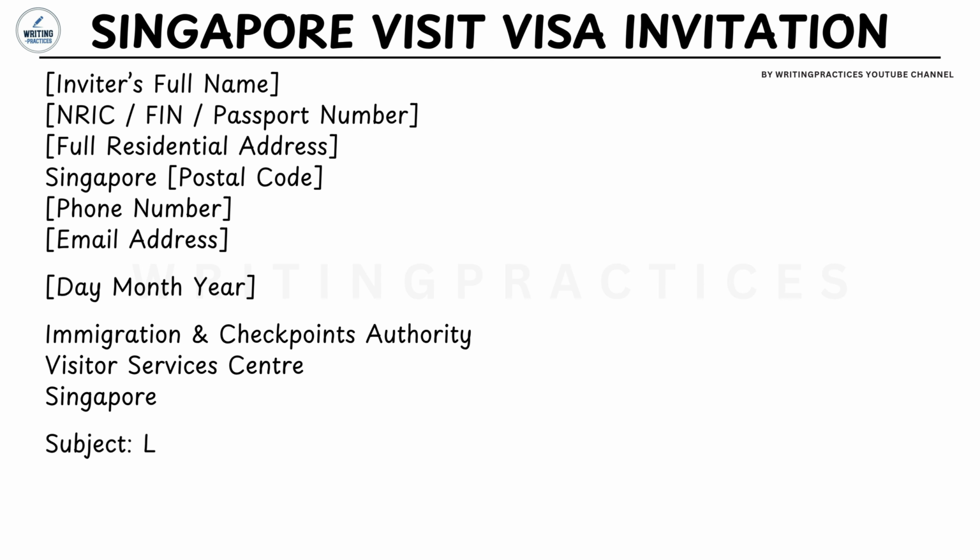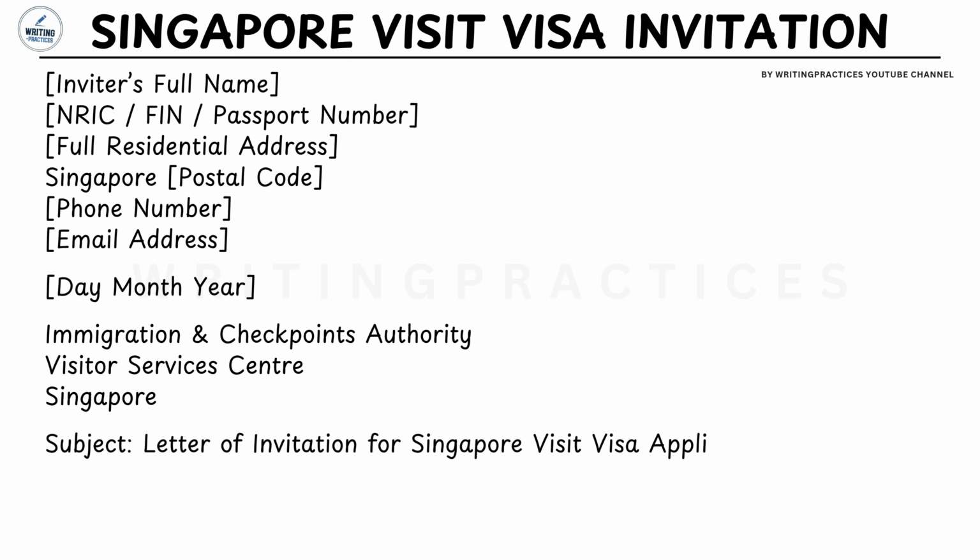Subject line. The subject line immediately tells the immigration officer what the letter is about. Example: Subject: Letter of Invitation for Singapore Visit visa application for Emily Johnson. It should clearly mention that this is a visa invitation letter and include the visitor's full name. This helps immigration officers quickly identify the purpose of the document during review. A precise subject line makes the letter easier to process and avoids confusion.